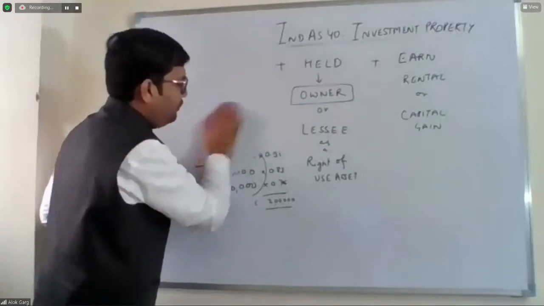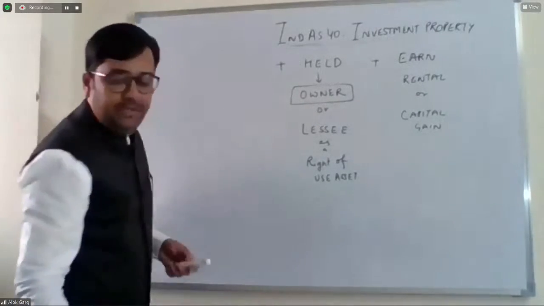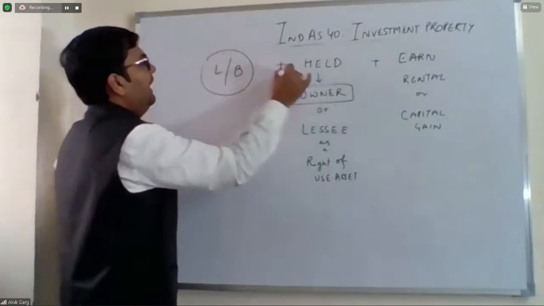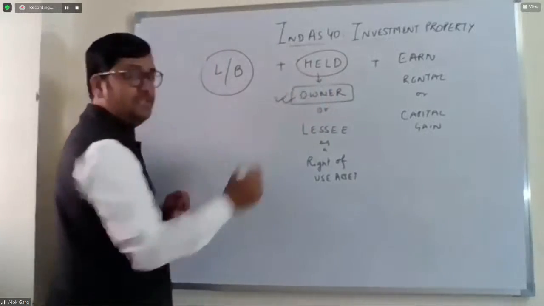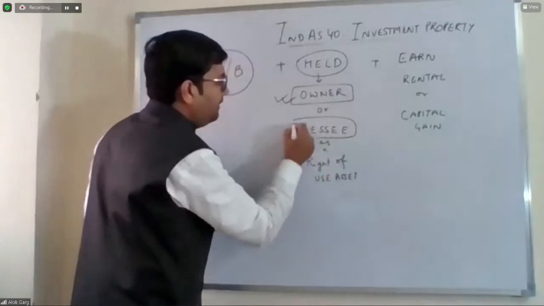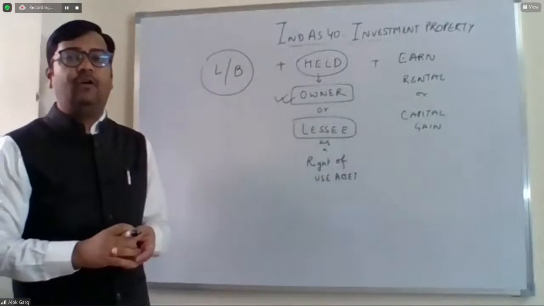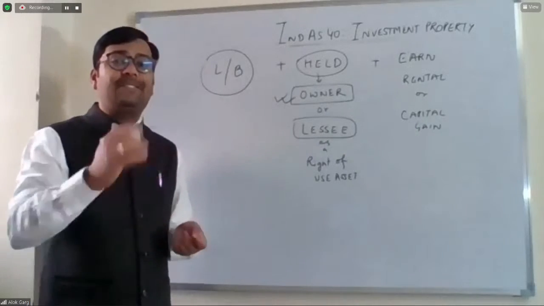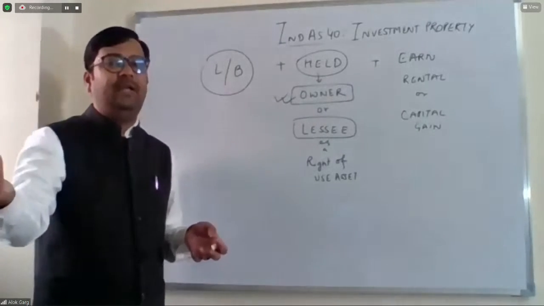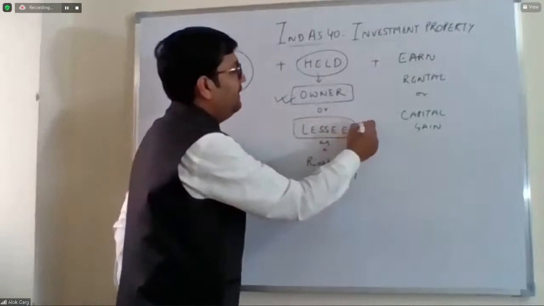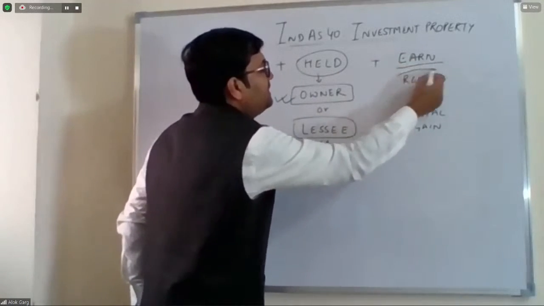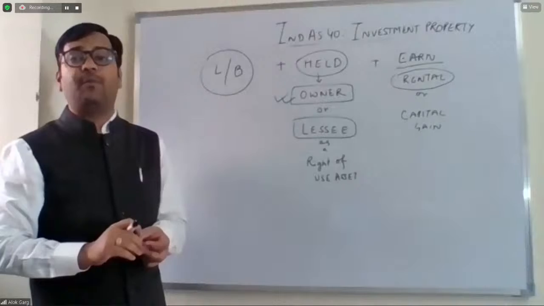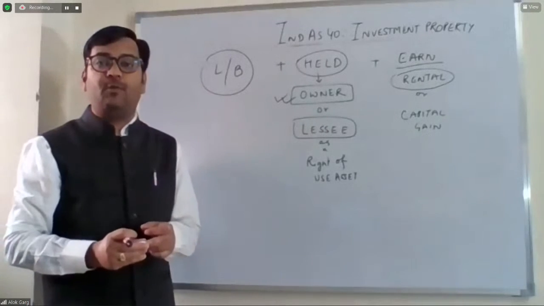Now I am moving on to the definition of investment property, land and building. We discussed land and building held by the owner who has purchased it, or the lessee. If a company has taken a building on a rental basis and the company is subleasing that building, then when it is subleasing, it means it is earning rental. In that case, it will be considered as an investment property.